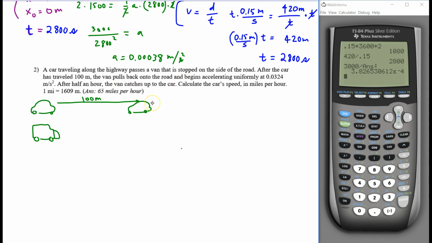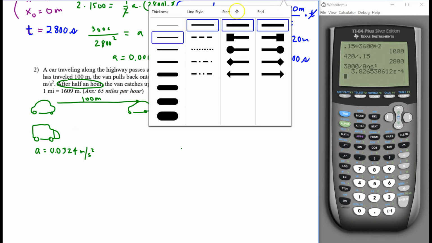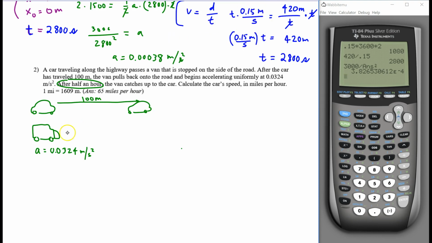The van pulls back onto the road and begins accelerating uniformly at 0.0324 meters per second squared. After half an hour, okay, so that's a time, the van catches up to the car. Now in half an hour, both are traveling. So let me show that distance. Here's maybe how far the van goes. Here's how far the car goes. That time for the blue arrows to occur, that time is half an hour or 30 minutes.